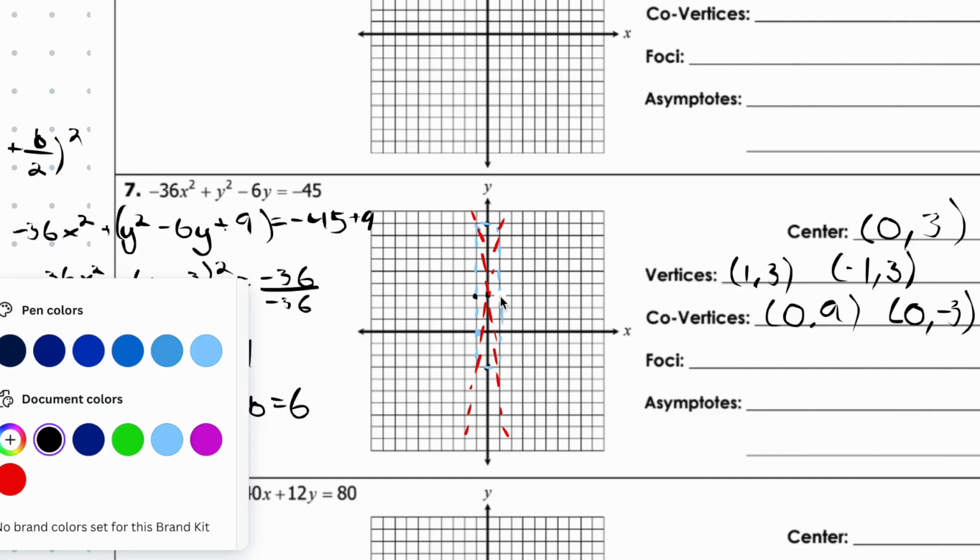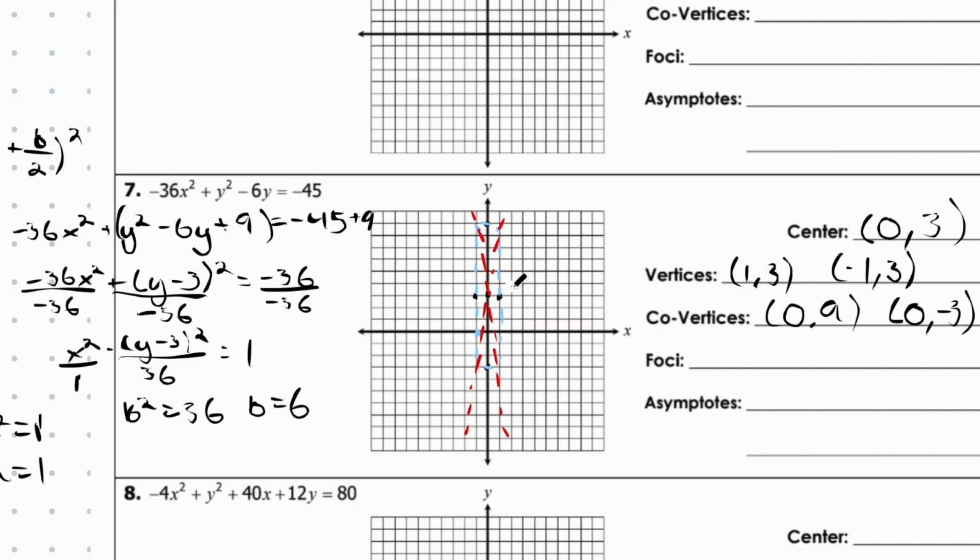But here, these are our vertices. So we're going to go through these points and we're going to approach our asymptotes but never actually touch them. So it's going to look something like this. That was bad too. But they're really stretched. They're super wide.